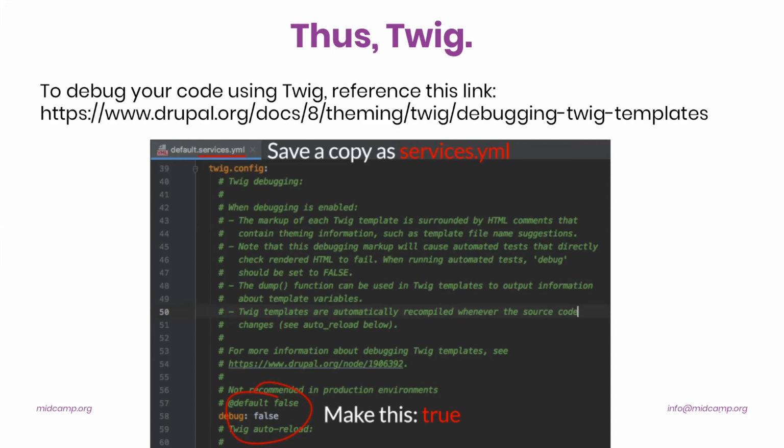So the way that you kind of know what Twig you're supposed to be working in is in the site's default folder, there'll be a YAML file. And you copy it, save it here as services.yaml, and then down here in the bottom, you're going to turn debug to true, which is in the red circle here.